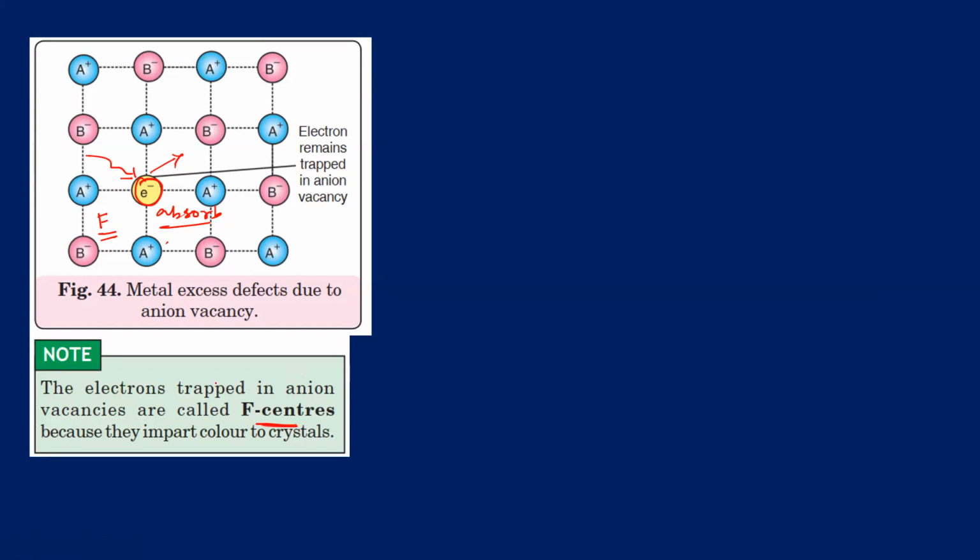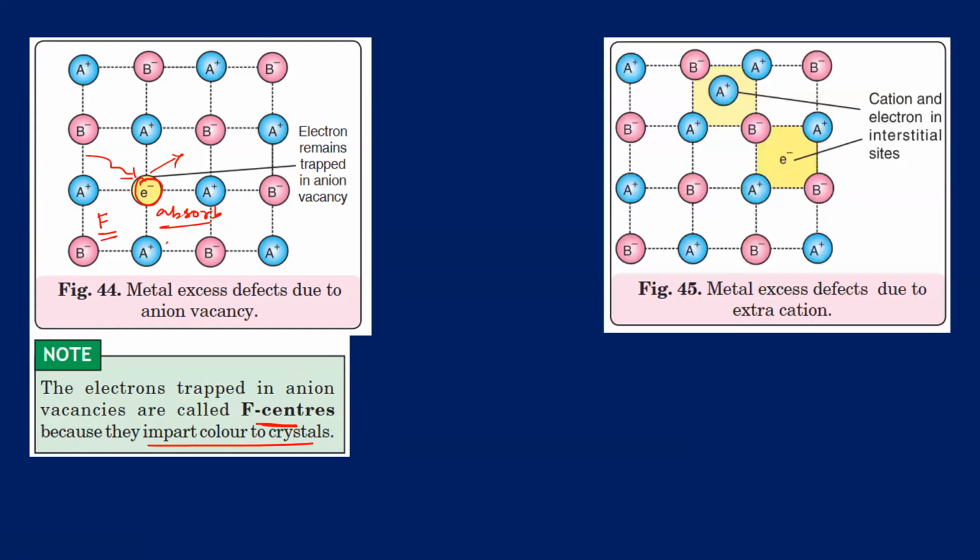Okay, so the electrons trapped in anion vacancies are known as F centers because they impart colors to the crystals. Now next is the metal excess defect due to extra cation. Again we have an extra cation, that is A plus ions, and again we have the electron there to balance the charge. This is how you have metal excess defect due to extra cation.